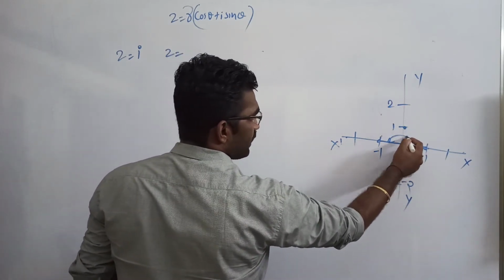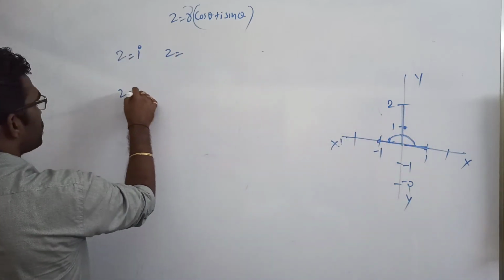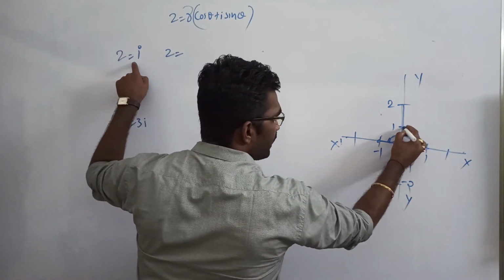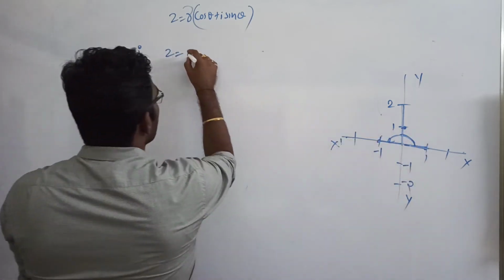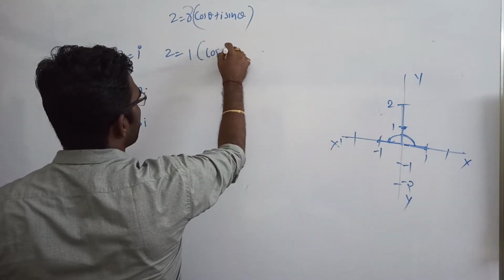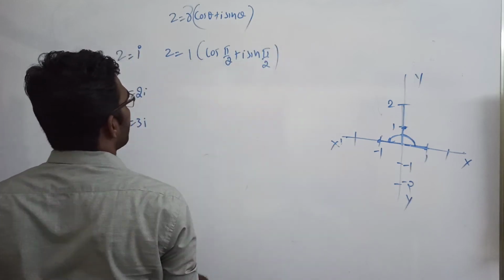i means here. What is the angle? 90 degrees. 2i, 90 again. Therefore z equals 2i, z equals 3i. z equals i, the point lies here. What is the angle? Pi by 2. Therefore what is the distance? 1. Therefore, 1 into cos of pi by 2 plus i sin of pi by 2.